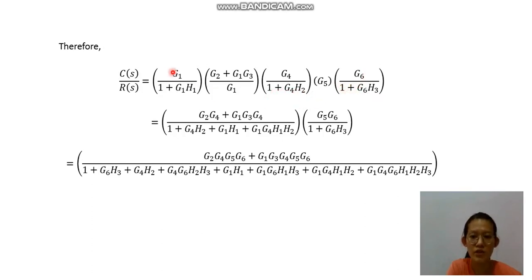Then we will cancel out the G1, and we will get G2 G4 plus G1 G3 G4 divided by 1 plus G4 H2 plus G1 H1 plus G1 G4 H1 H2, then multiplied with G5 G6 divided by 1 plus G6 H3. Then we multiply these two, and we will get these equations.